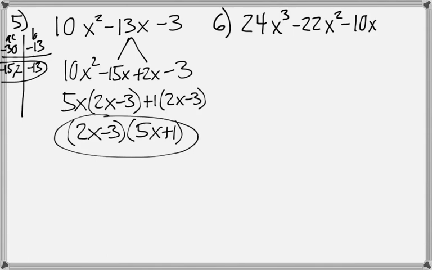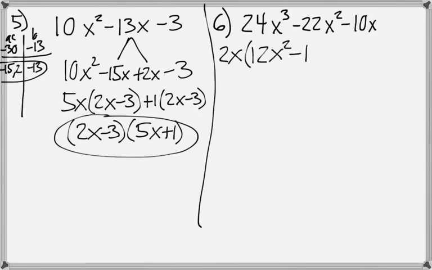With question number 6, I want to try to take out a GCF, and I can take out a 2 and also an x. So I'm going to take out a 2x, and that leaves me with 12x squared minus 11x minus 5. And I do still have a coefficient of 12 in front of that x squared, so I can't use the fast factoring. So instead I need to just use the AC method.